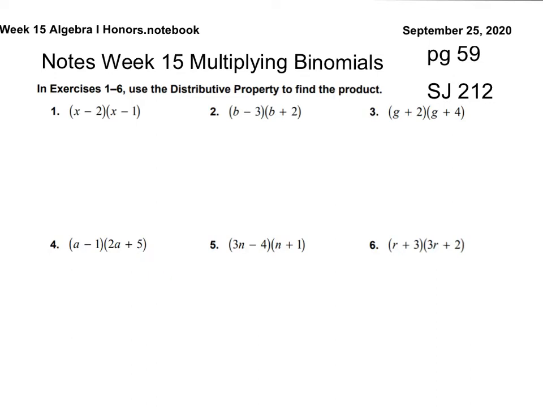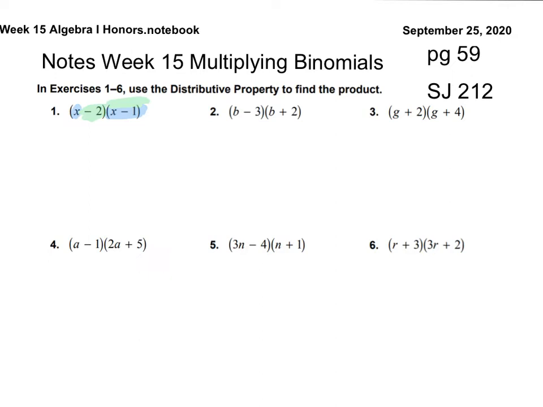It says for questions 1 through 6, use the distributive property to find the product. And we all know what the distributive property is. What you're doing when you use the distributive property, you are going to take this first term of x and multiply it by this binomial. The second thing you're going to do to distribute, and I think you all could see, is you're going to take this second term in that first binomial and also multiply it by this binomial.